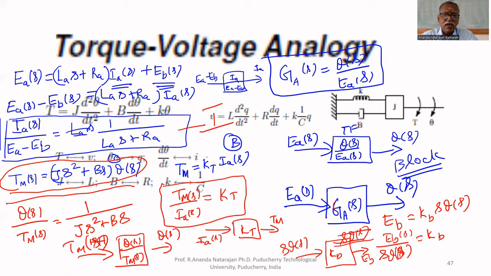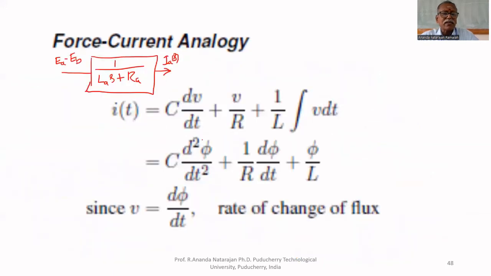This block: IA is the input, TM is the output. If you combine that, if you multiply this by KT, simply KT, the input is IA and the output is TM. Am I correct or not?